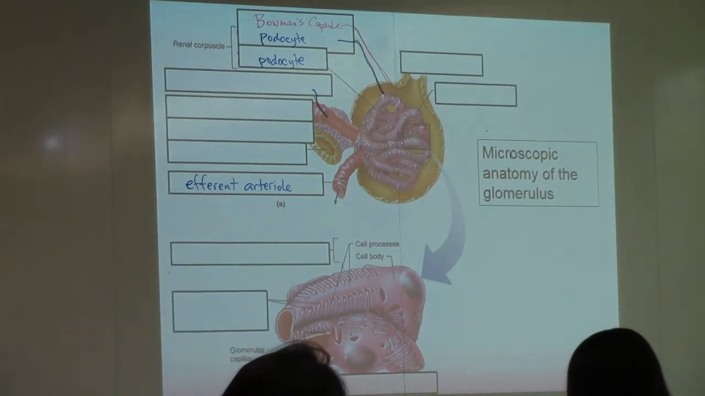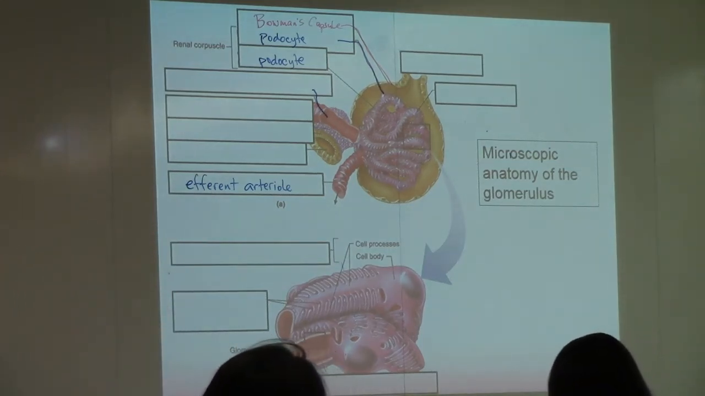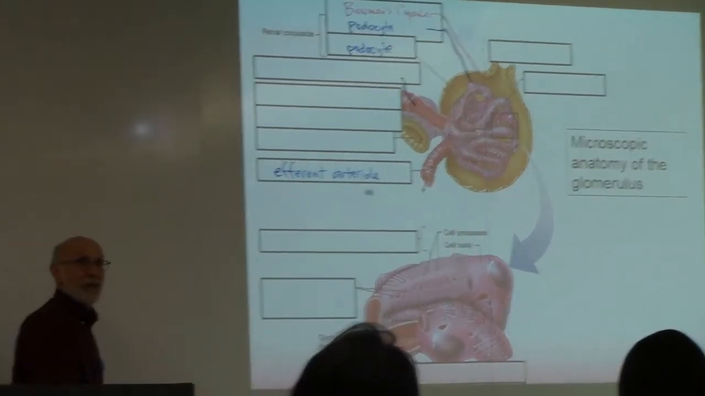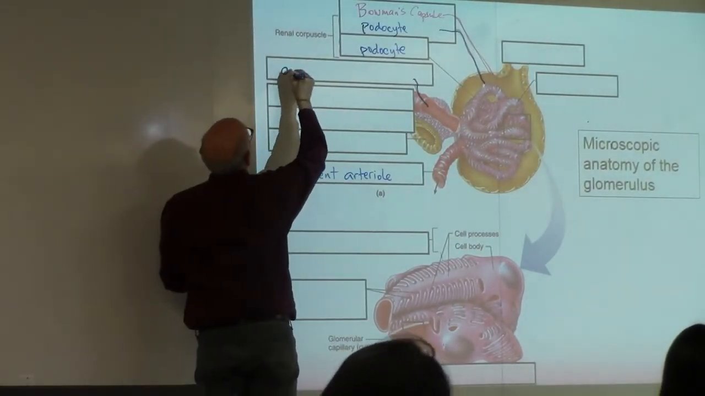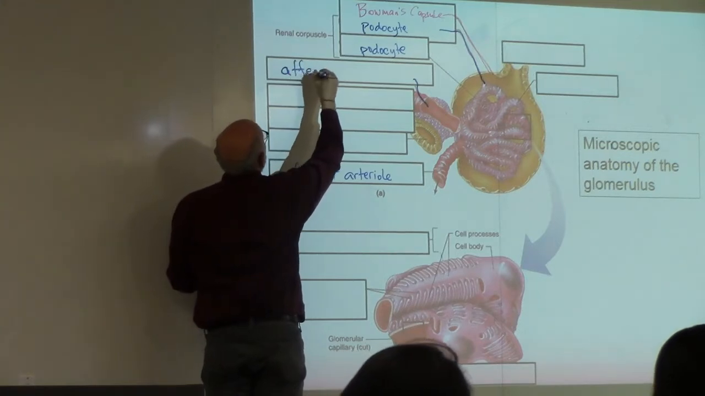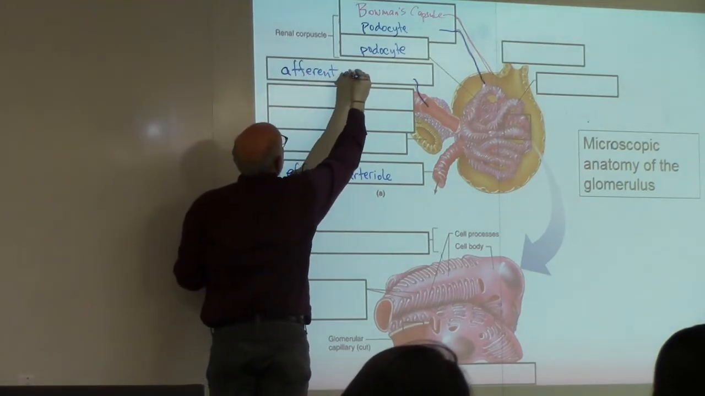So either afferent or efferent. Okay? One of the arterioles, which one is it? Afferent. Yeah, you figured it out by elimination. This is the afferent arteriole.